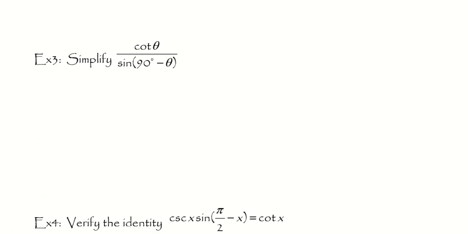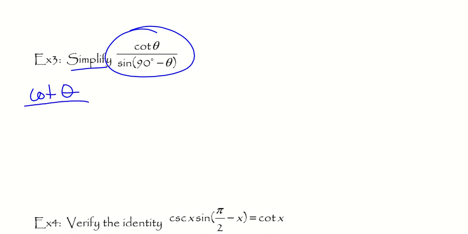Okay, here I'm trying to simplify. So I want to do all the math I can and make this expression as simple as possible. The cotangent of theta over the sine of 90 minus theta. So we're going to start with that. I have the cotangent of theta over the sine of 90 minus theta.